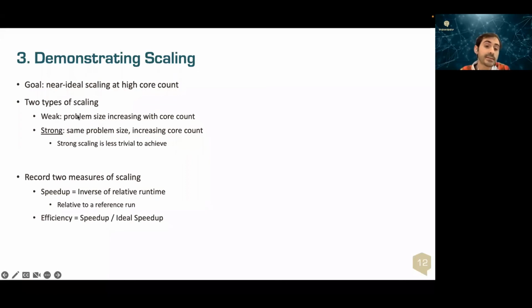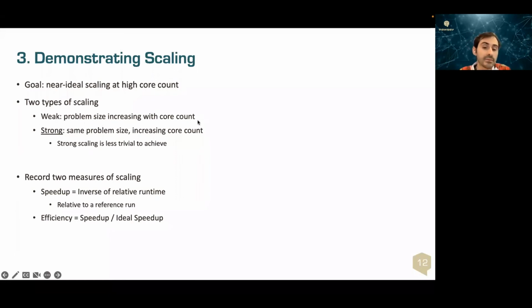Weak scaling means you are increasing the core count that you're using, but also the program size. So say you're drawing a plot where you are doubling the number of cores at every run, but you're also doubling the problem size. But then there is strong scaling, which means you're increasing the core count, but the problem size is the same.